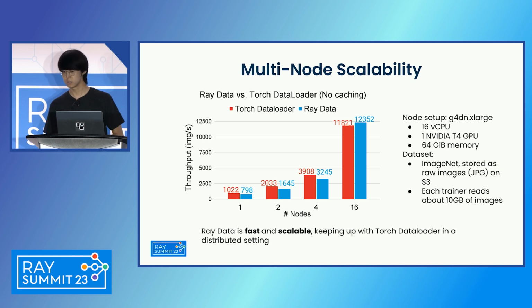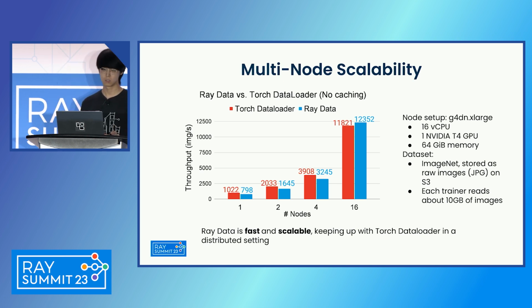And so in the 1-node case, we can see that the torch data loader does outperform array data. This is due to several overheads from the array core side that Stephanie mentioned before, such as writing to object store. But as we scale up the number of nodes, we see that array data is able to keep up with torch and even outscales torch data once we get to the 16-node case.